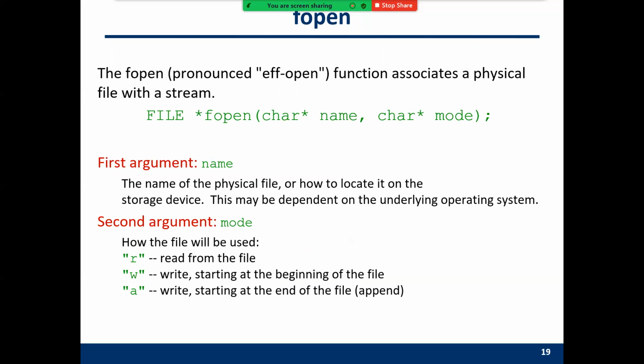You can use fopen to open a file. It has two arguments. The first one is the name or the location of the file. You have to specify the location through the name. And then the second one is the mode. Mode means either you want to only read, or you want to write from the beginning.